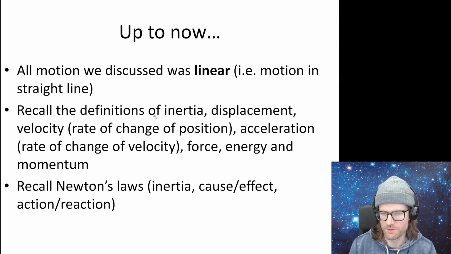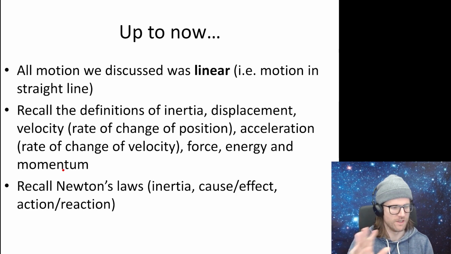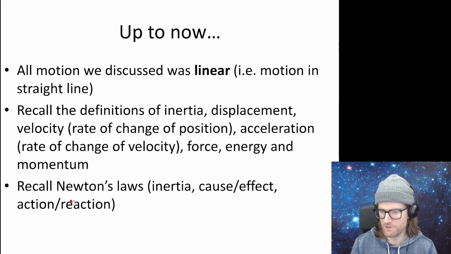And all the definitions we've talked about before, like inertia, displacement, velocity, acceleration, force, energy, momentum, are all the same. We're just going to put the word rotational in front of it, but all the ideas are the same. And Newton's laws are going to be the same as well. So we're going to talk about rotational Newton's laws as well.